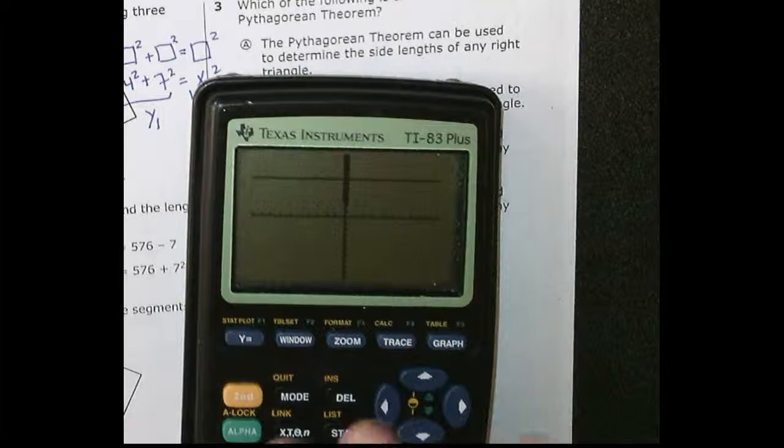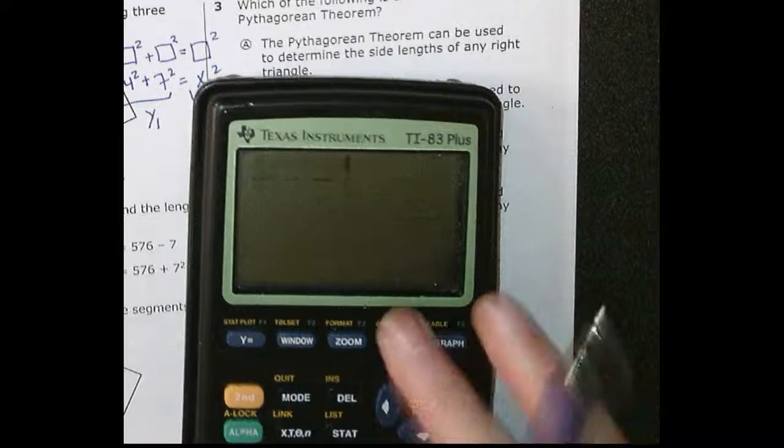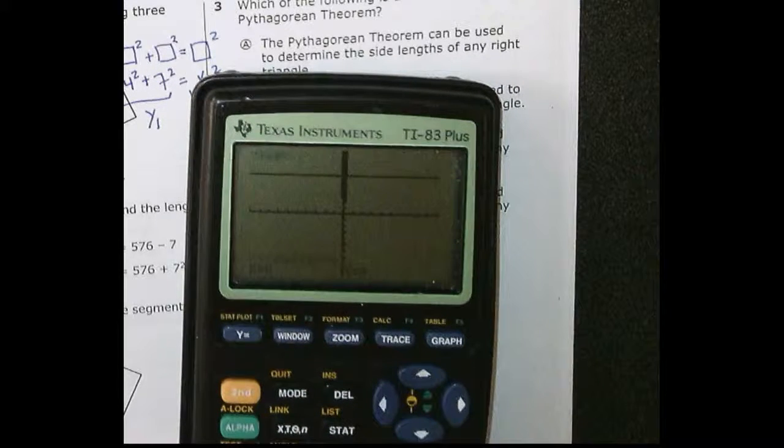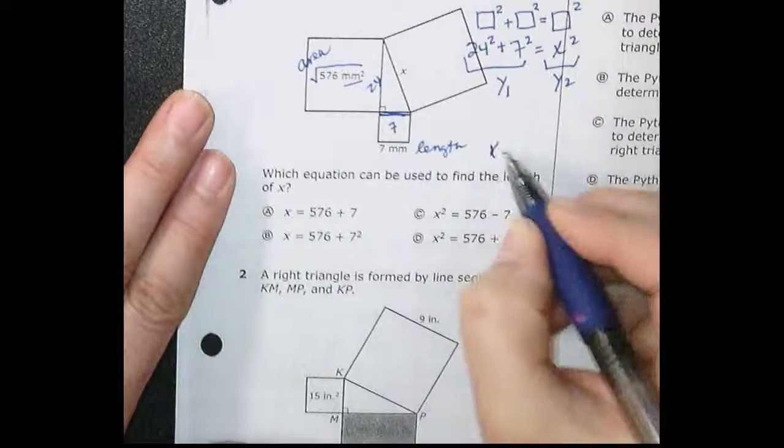So you're going to go second trace, 5, and then 3, enter. 1, 2, 3. And guess what? 25 is the answer. Now you're going, but I don't have a 25. I noticed, but I will put x equals 25.